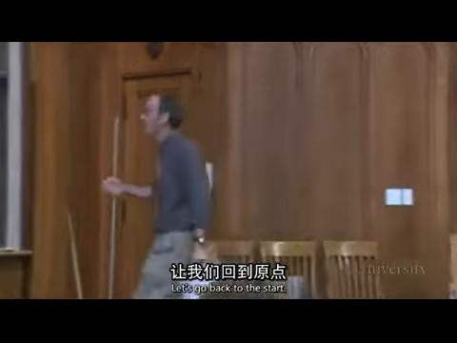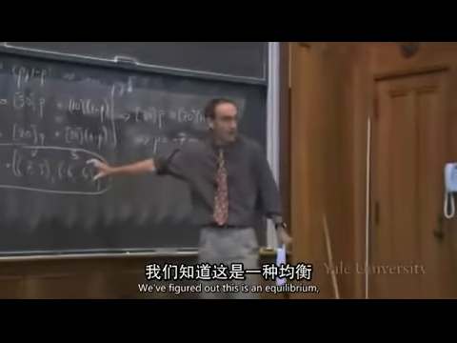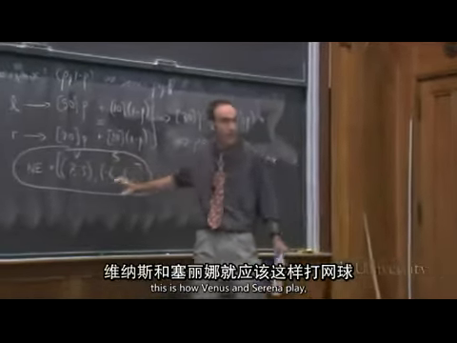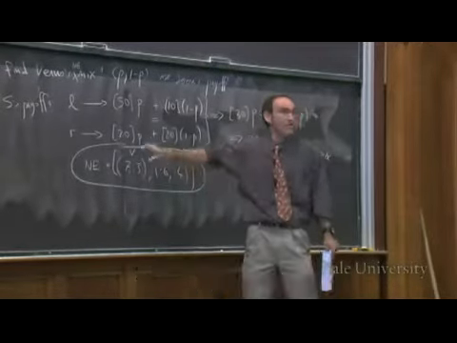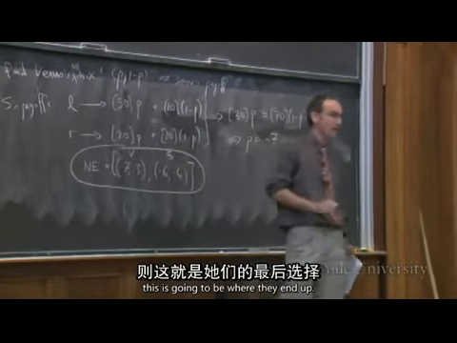Okay. So now let's make life more interesting. Let's go back to the start. We figured out this is an equilibrium. This is how Venus and Serena play. Venus and Serena know each other perfectly well. They know that they mix this way. They're going to best respond to it. This is where they end up.